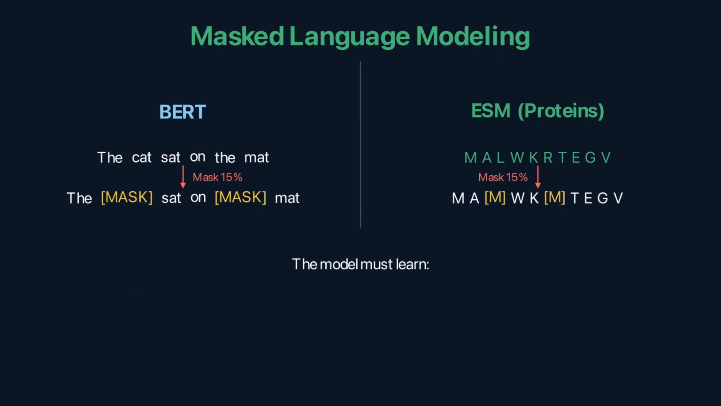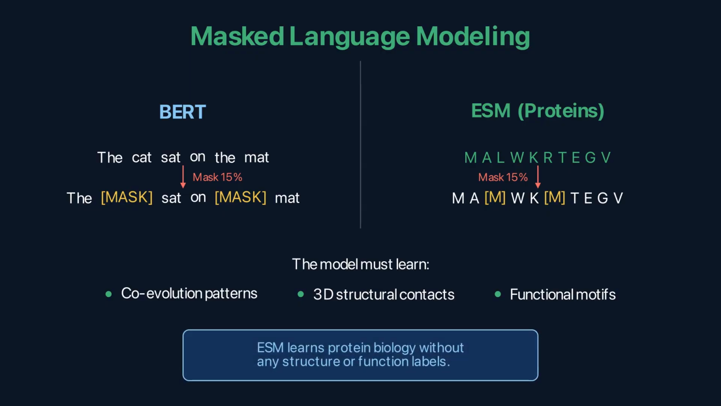To predict a masked leucine at position 47, the model must learn which amino acids co-occur with this position across evolution, which residues make contact with position 47, what functional motifs include this position. The prediction task forces the model to discover protein biology.